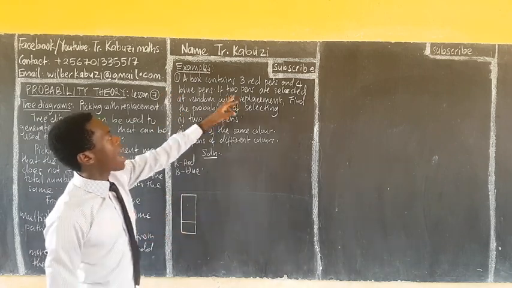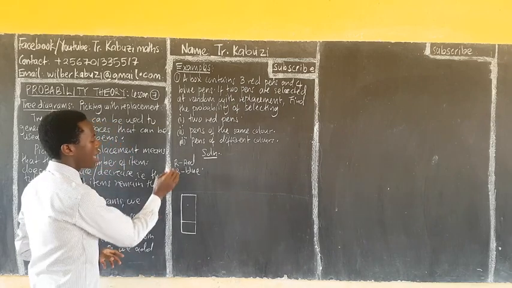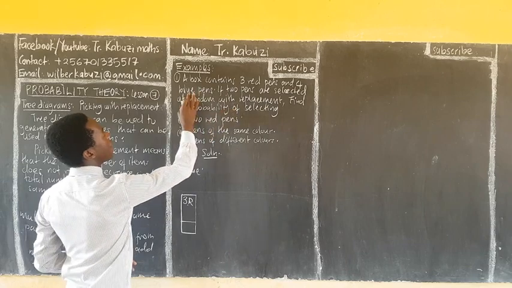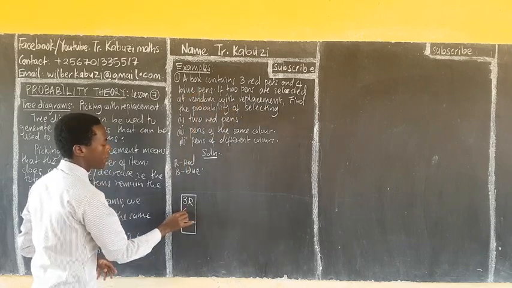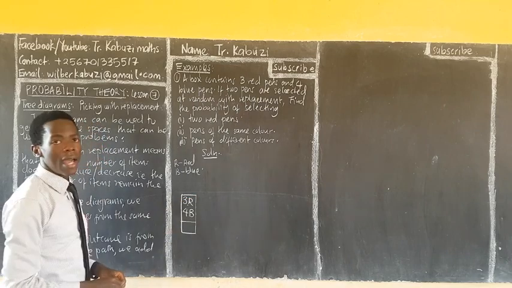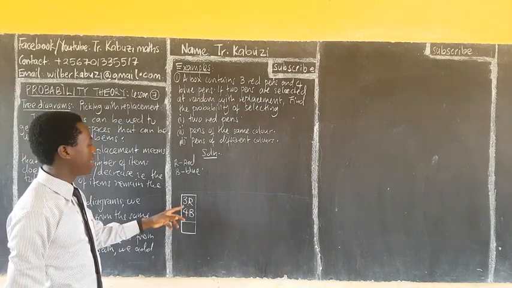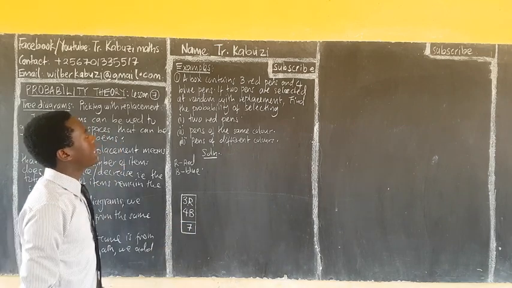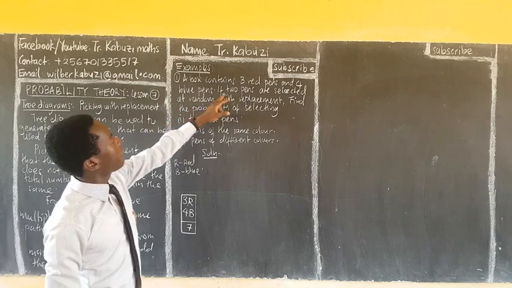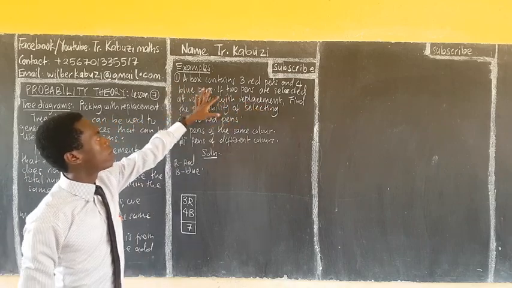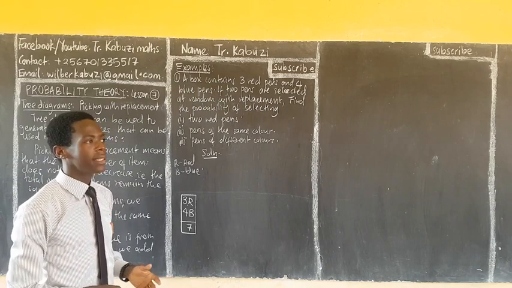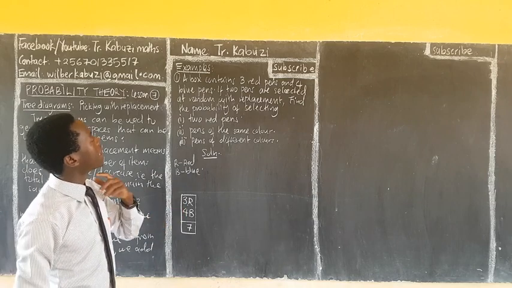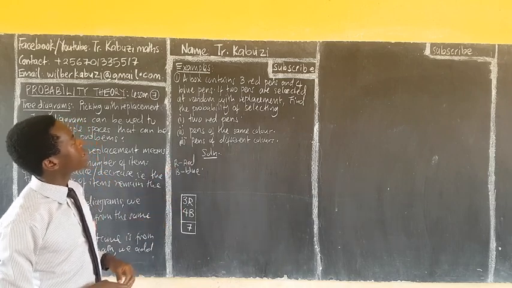In my box, I have 3 red pens. I also have 4 blue pens. So what is my total? When we add these, we get 7. Now they are telling us that 2 pens are selected at random with replacement. Why do we say random? At random means you don't look, you just put a hand in the box and select. From that box, find the probability and so on.